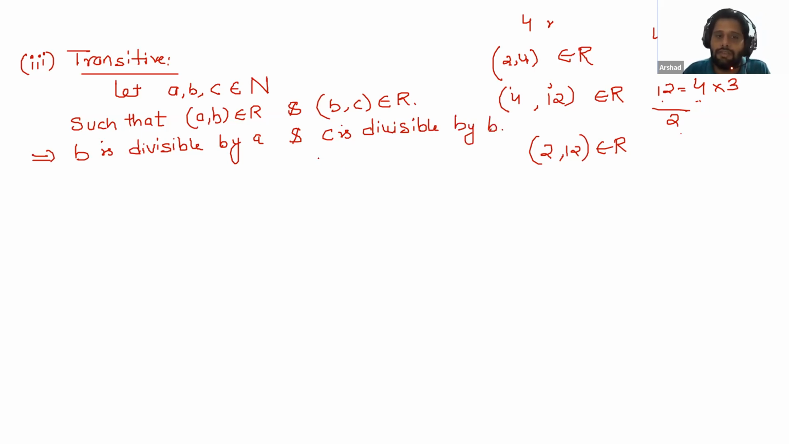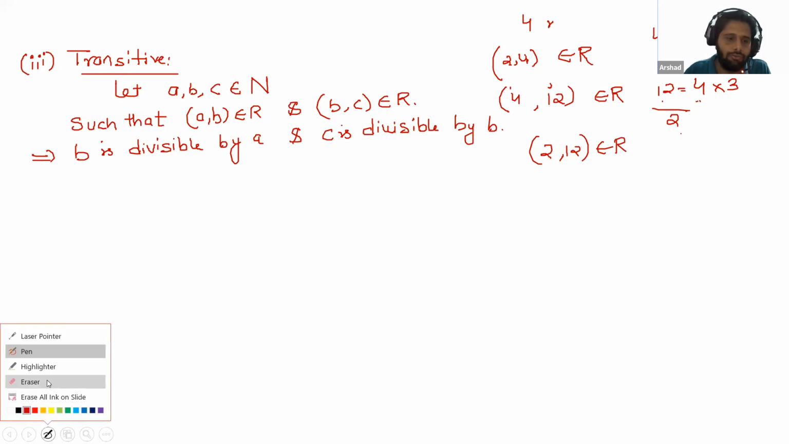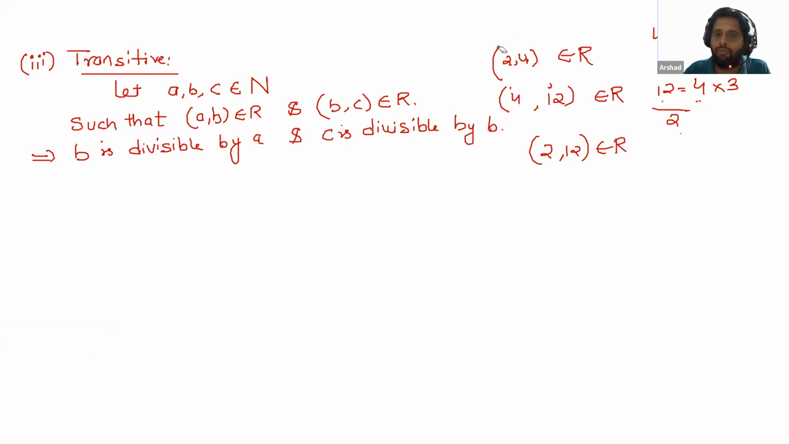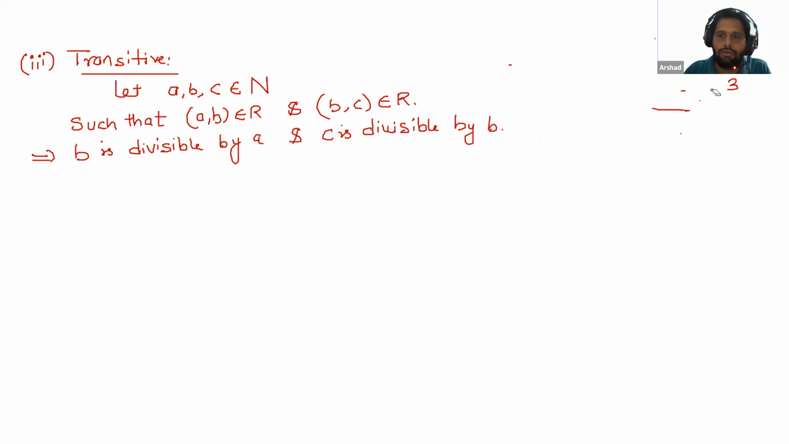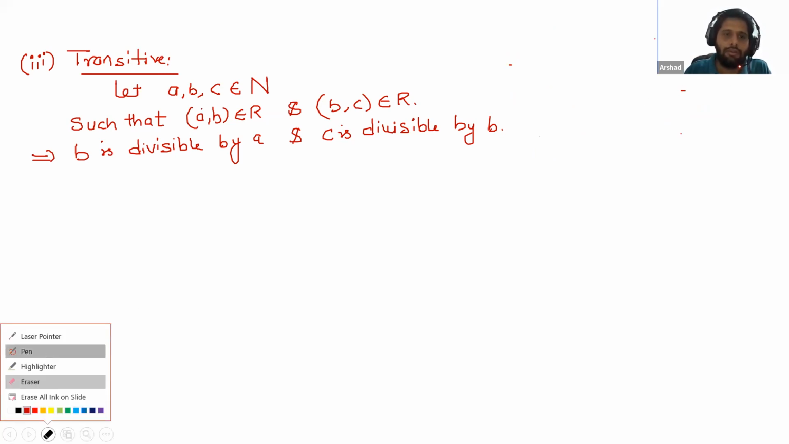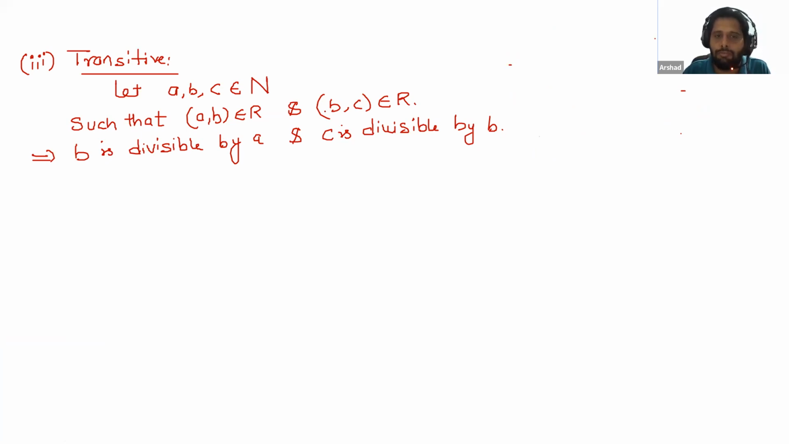Yes, we need A, C at the end. Then we must know what we have to prove. So we will write in the rough what exactly we need in the end. Then we will prove this one. What we have is A, B belongs to the relation R, B, C belongs to the relation R. So in the end, we need A, C belongs to the relation R.